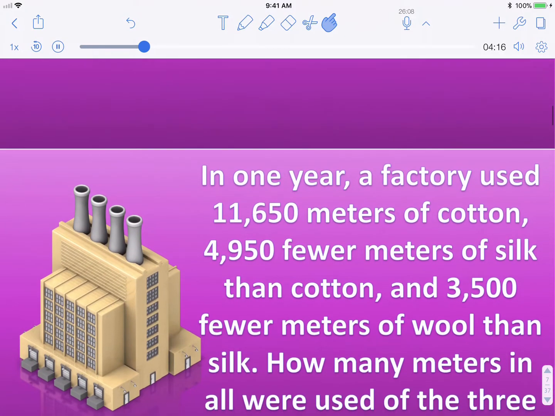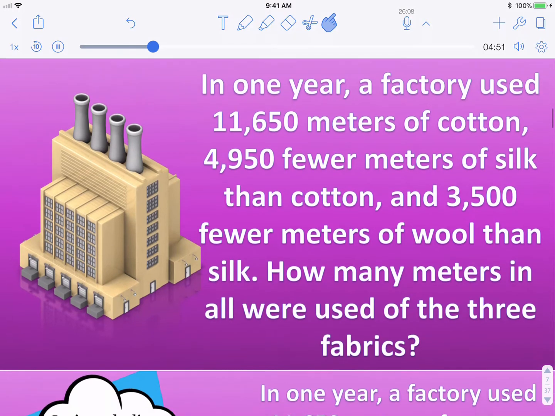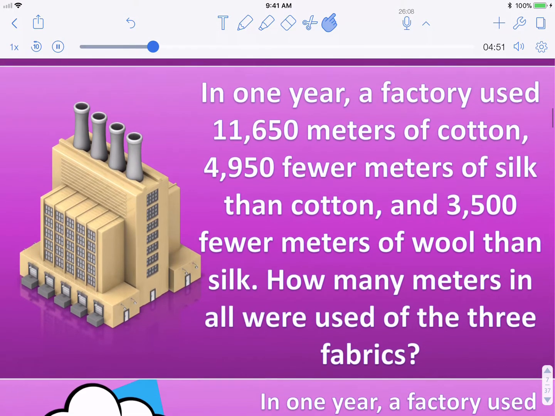Okay, so you just learned how cotton is made, and that's good because today our first problem is going to be about a factory. Not only does a factory make cotton, it makes silk and it makes wool. Now, in 1 year, a factory used 11,650 meters of cotton, 4,950 fewer meters of silk than cotton, and 3,500 fewer meters of wool than silk. How many meters in all were used of the three fabrics?